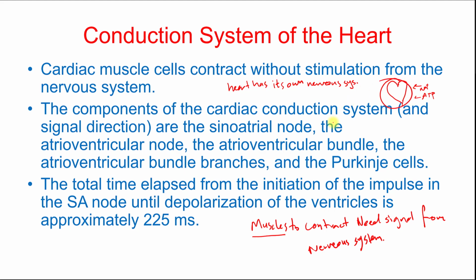What we want to understand is the conduction system. Those cells, the heart's nervous system, we call the conduction system, and that's what stimulates the cardiac muscles to contract. Now, one stimulation lasts around 225 milliseconds. That is the time needed from the initiation of the action potential all the way until the repolarization of the last cardiac muscle in the heart.